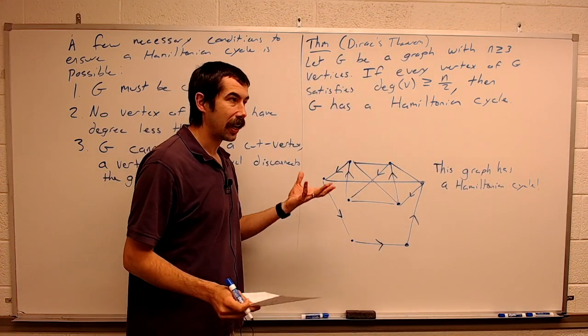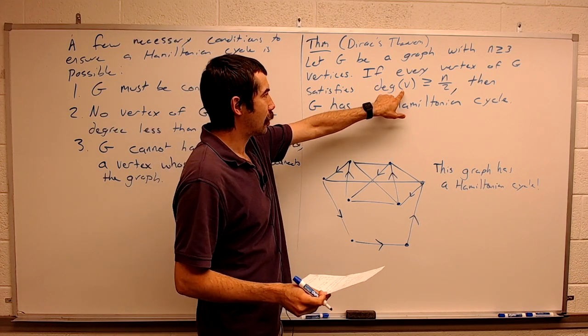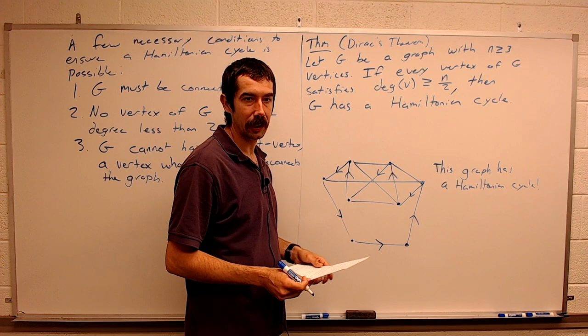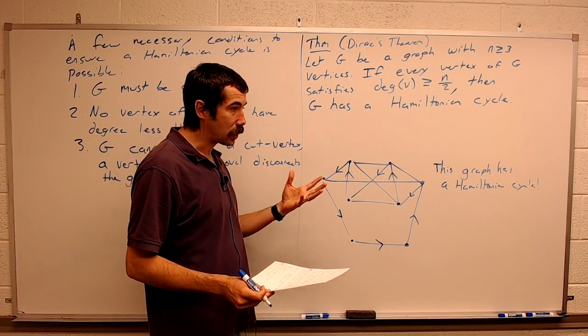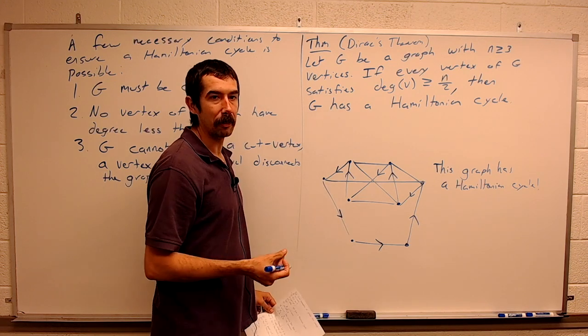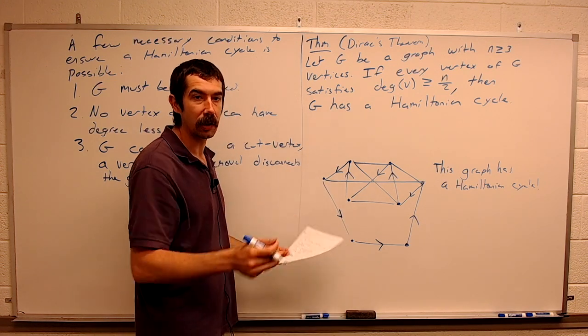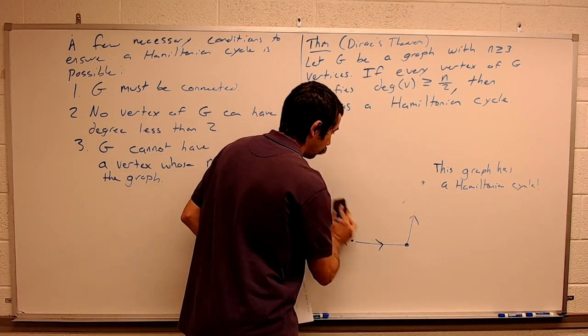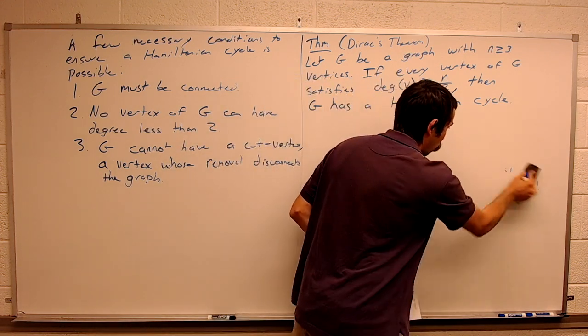All right, so this is saying, right, this is the degree being at least n over 2. That means that there's a lot of edges out of each vertex. And so if each vertex has a lot of edges out of it, it's certainly likely that you're going to be able to find a cycle that hits every vertex exactly once. Now note that this is not an if and only if.